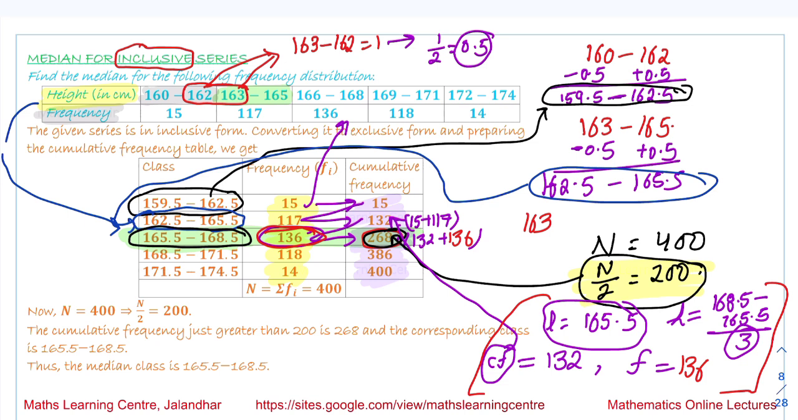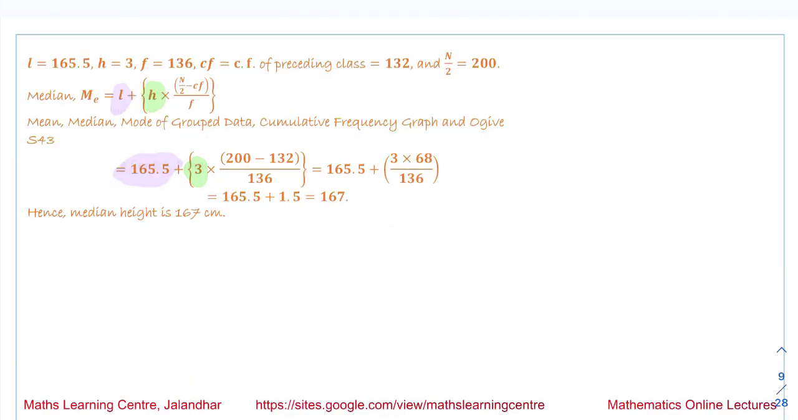The value of L is 165.5. Then the value of H is 3. Then it is n by 2 minus CF, so it is 200 minus 132. And in the denominator we have F, so it is 136. Again, we first have to solve this value. On solving this value, the answer we are getting is 68.